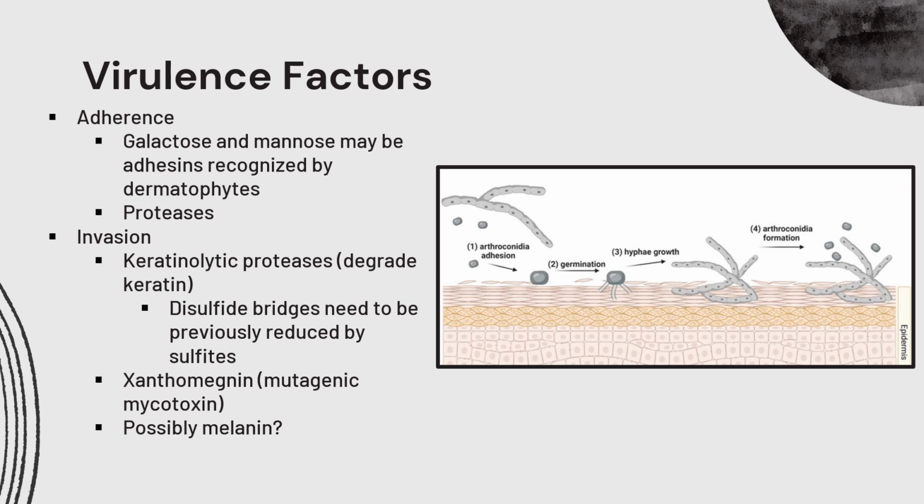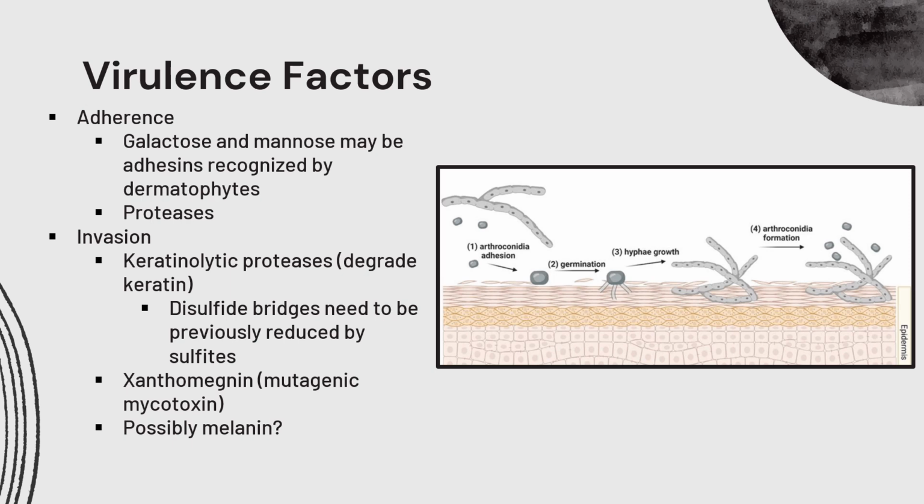We do know, however, that dermatophytes have the ability to degrade keratin. This is one of the most important virulence factors that the fungi have. They can do this via enzymes or toxins. The main enzymes involved in invasion of the stratum corneum are keratinolytic proteases, which break down keratin. However, these enzymes would not be able to digest keratin if the disulfide bridges were not previously reduced. The compound sulfite is responsible for breaking down these bonds so that the proteases can act.